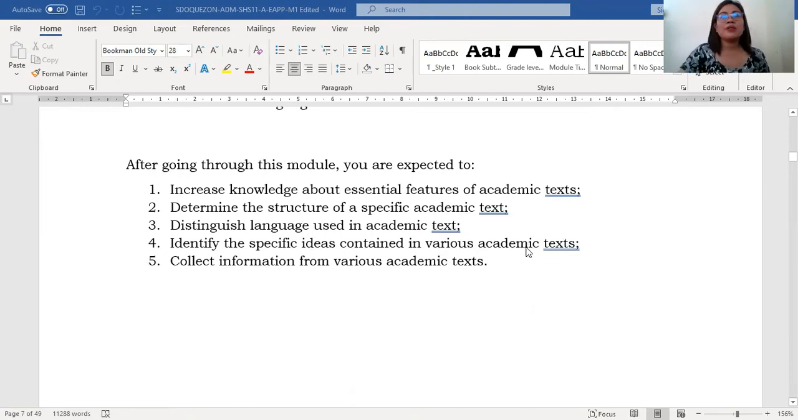So for the module objectives, our objectives are the following: 1, increase knowledge about essential features of academic text. 2, determine the structure of a specific academic text. 3, distinguish language used in academic text. 4, identify a specific idea or the specific ideas contained in various academic texts. And 5, collect information from various academic texts.